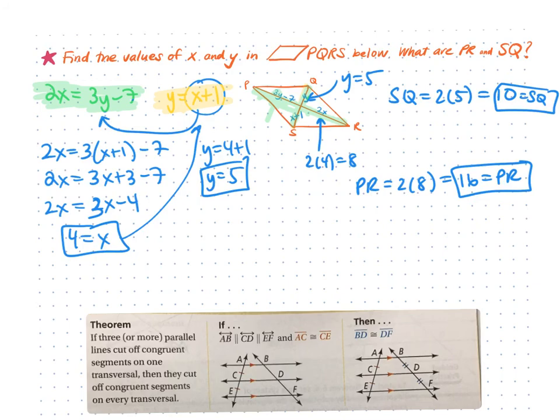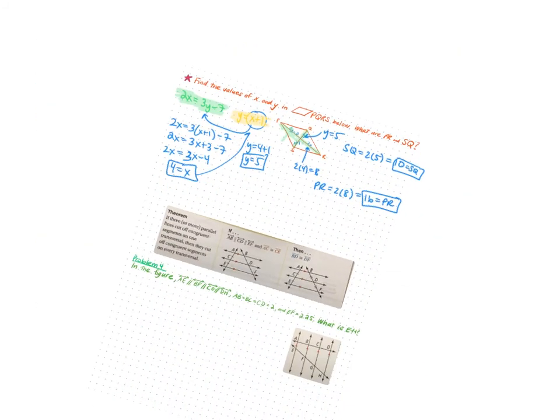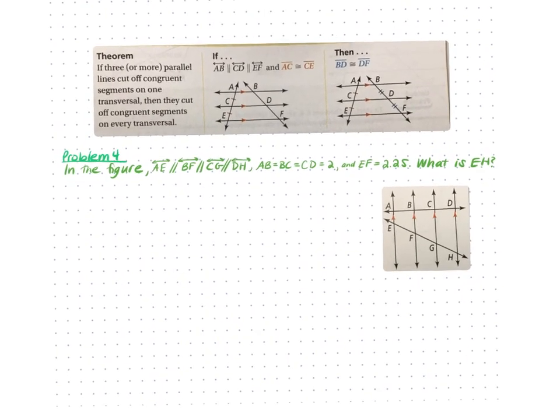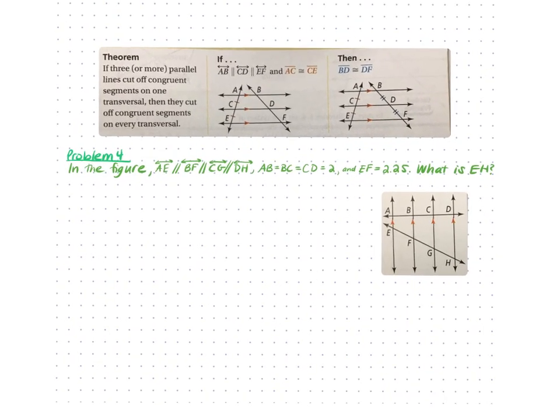Okay, more theorems. I think this is the last one on this lesson. Okay, this theorem says, if 3 or more parallel lines cut off congruent segments on one transversal, then they cut off congruent segments on every transversal. So if in this case, right, these are parallel and these two are congruent, that means these two have to be congruent. Right?